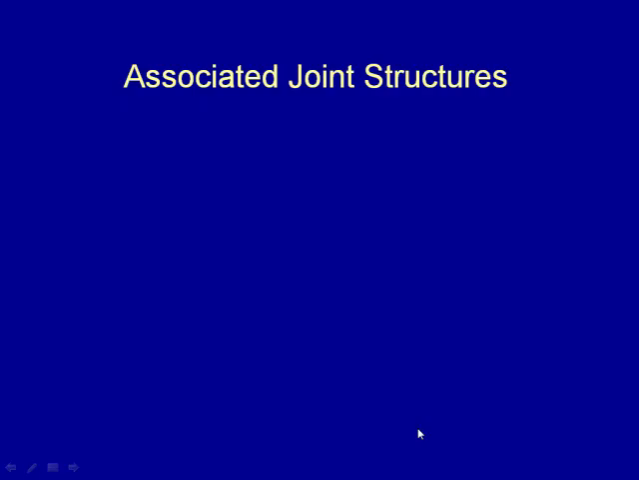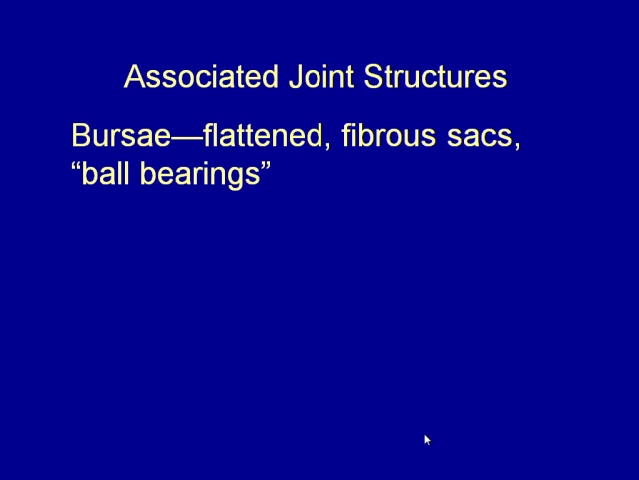Some other structures that are not part of the joint but associated with the joint are bursae. Bursae are little synovial sacs that are filled with synovial fluid, and they're found between bones and ligaments, and between bones and tendons, and act sort of as ball bearings so that joint movement is smooth.